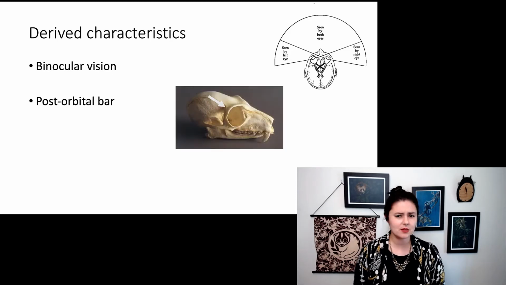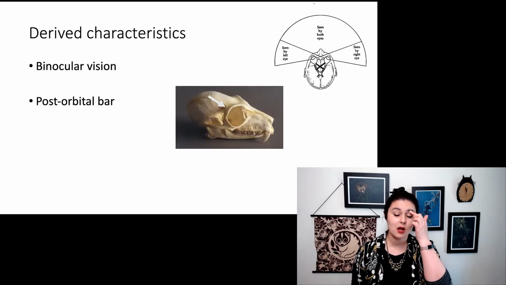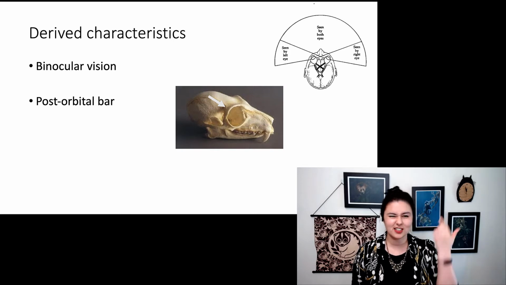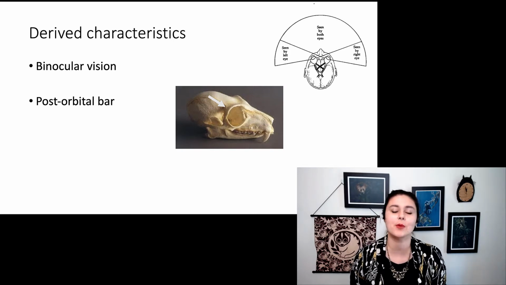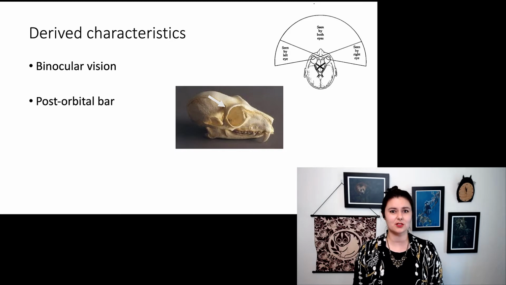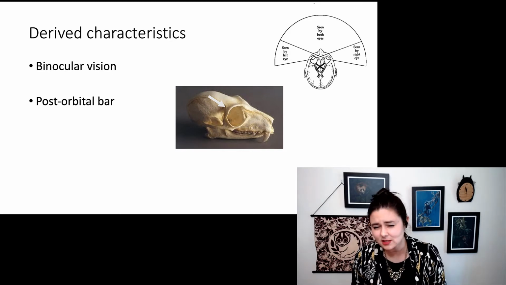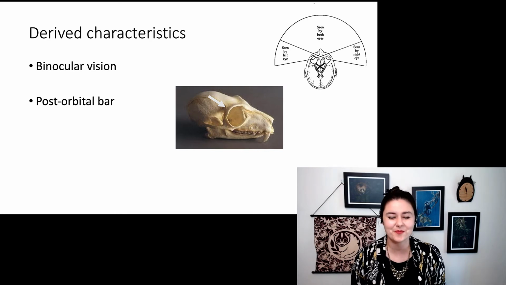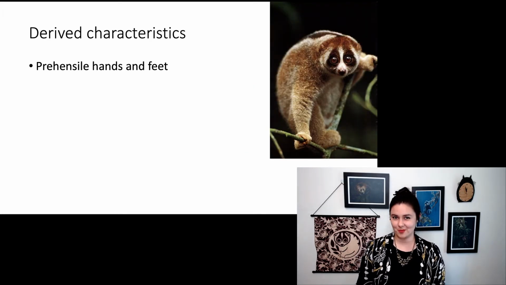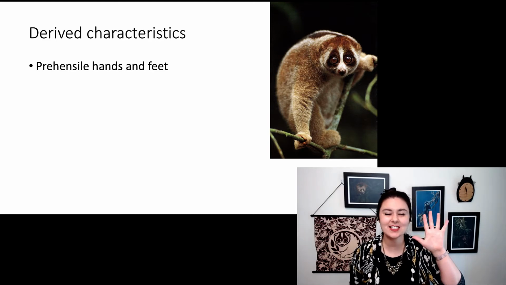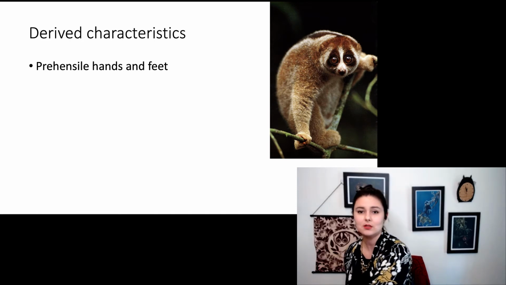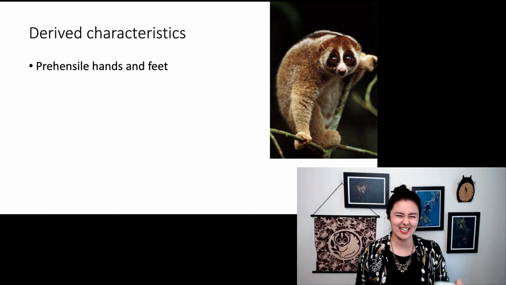Related to this, we have something called a post-orbital bar right around the side of our eye that is closed in bone. So if you poke the side of your eye, you can't actually poke your eyeball. But if you poke the side of your dog's eye, don't actually do it, you could poke their eyeball because there is no bone right here. We also, and here's my favorite one, have prehensile hands and feet. That means we can grasp. And this is what I use when I want to hold something, like my tea.